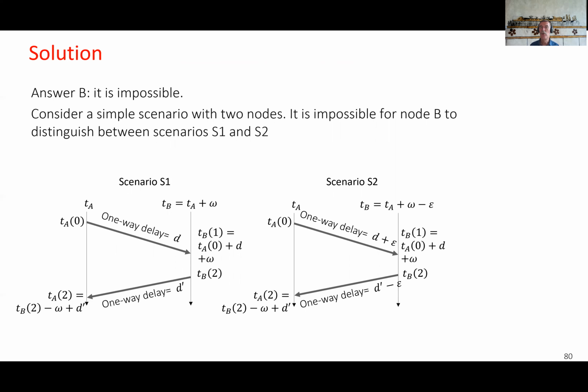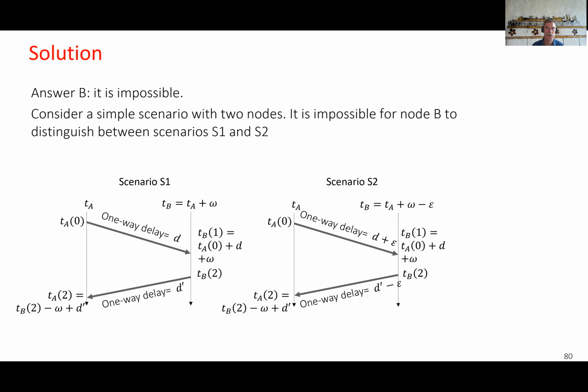So whatever you do, any time synchronization protocol will do computations like this one. Now look on the right at the same scenario with a difference. The offset here is different. It's modified by a quantity epsilon, positive or negative. I subtract epsilon. And I add the same epsilon to the one-way delay from A to B. And I subtract epsilon from the one-way delay from B to A. I'm assuming the one-way delays in both directions are not the same.